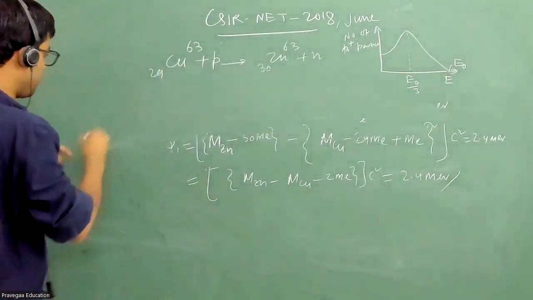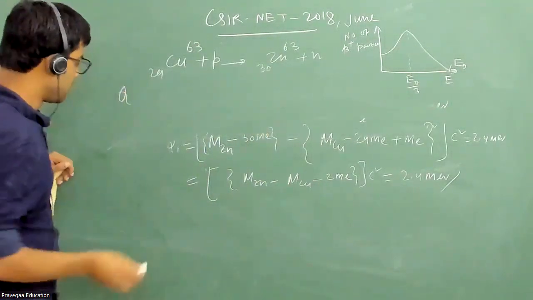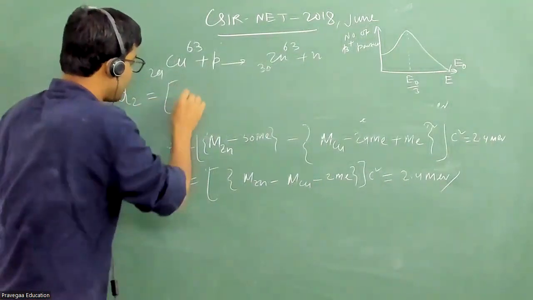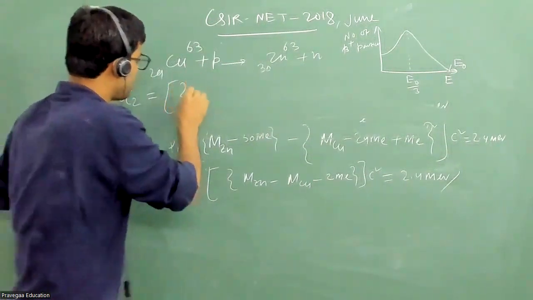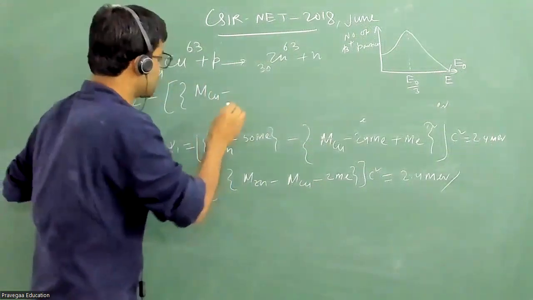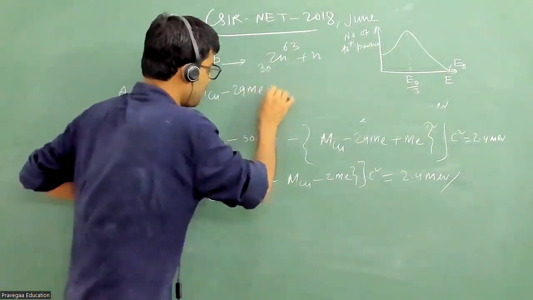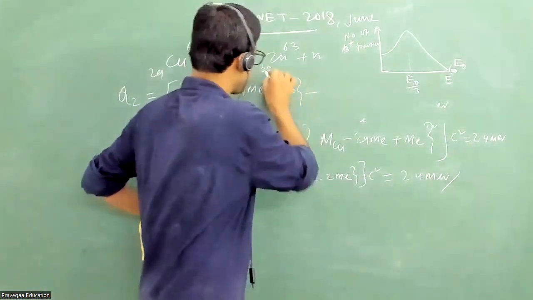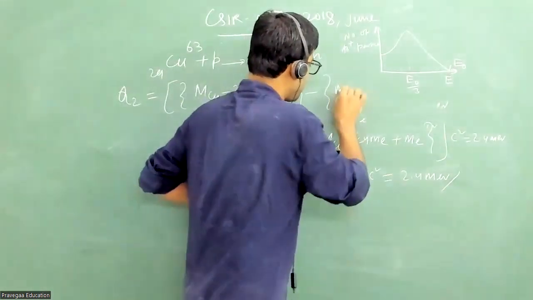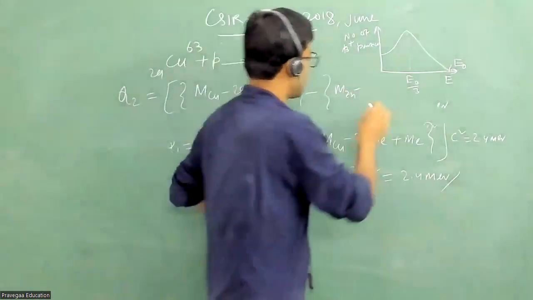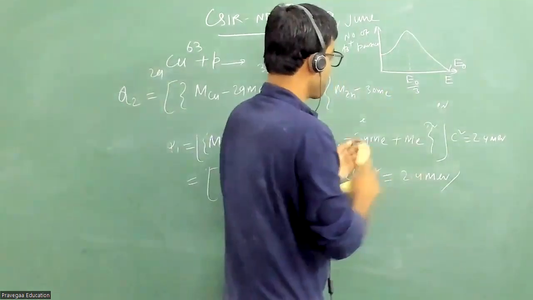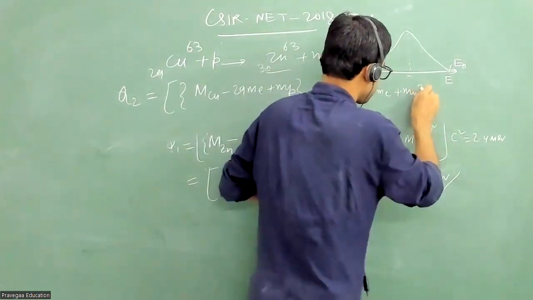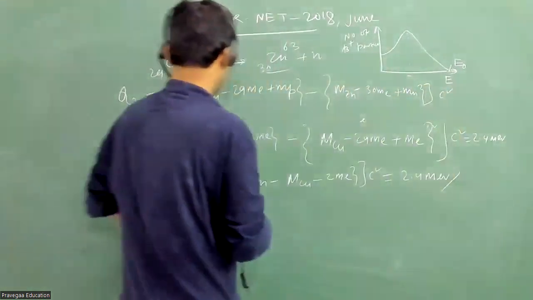So how will we calculate? Again, I'll use the same formula. The Q value of the original interaction, that is Q2 I'm taking, can be represented as mass of reactant. So I can represent it as atomic mass of copper minus 29 times mass of electron. And then you have the mass of a proton on the left hand side, so you have to add this. And then you have to subtract the mass of the product, that can be represented as mass of a zinc atom minus 30 times mass of an electron, and then mass of a neutron, into C square.